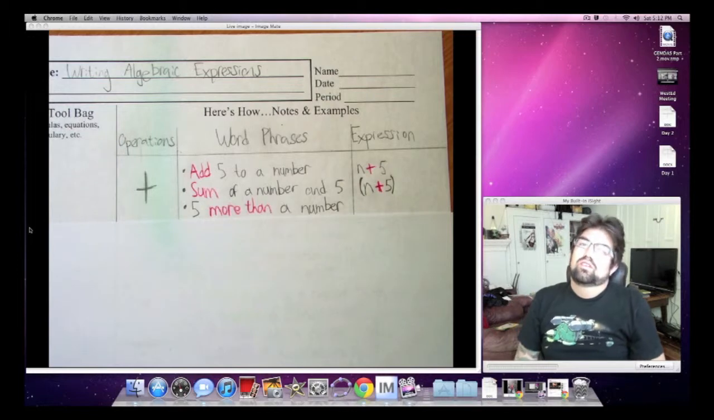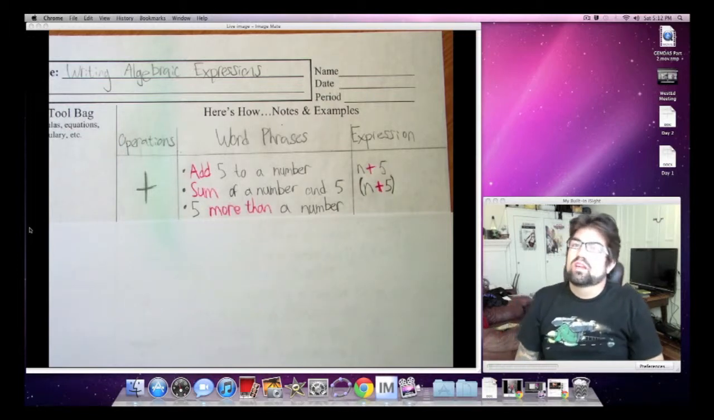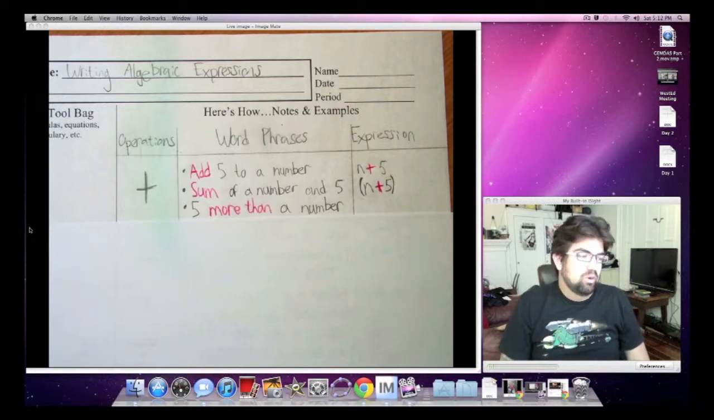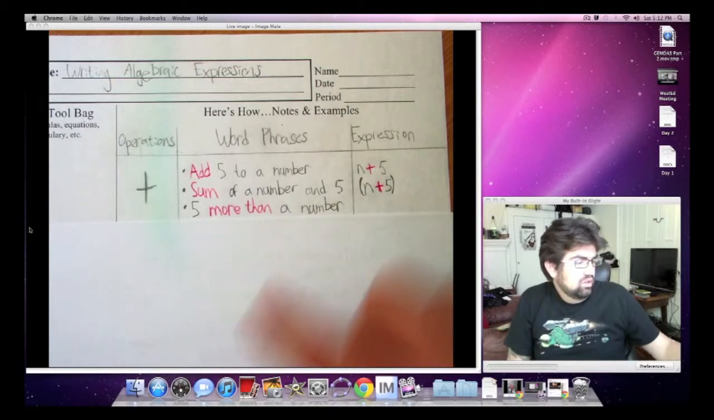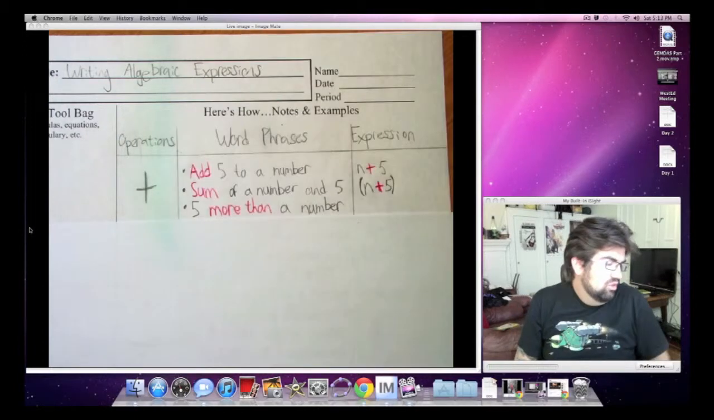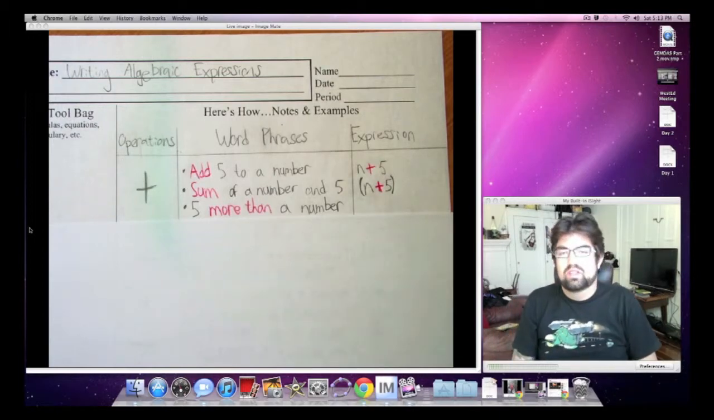Hi, this is Mr. V, and today's lesson is going to be on writing algebraic expressions. For the most part, the first part of your notes is going to be a table. Do notice that I have color-coded certain parts of it, like the number of letters add, sum, more than. I've also color-coded with the property that those phrases usually go for.